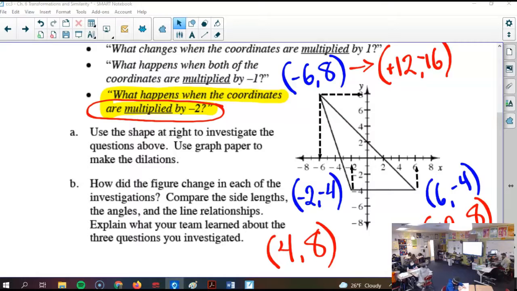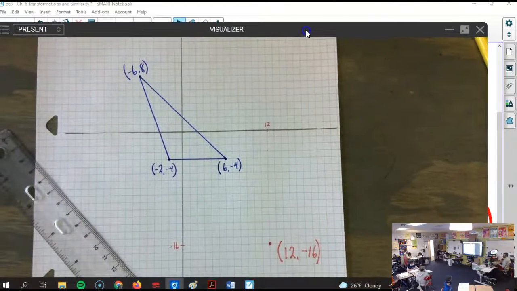Wait, just flip? I don't know what you mean by just flip it. Like, just flip it like this? Or just flip it like this? Oh, you can't see what I'm doing. So be careful when you say just.